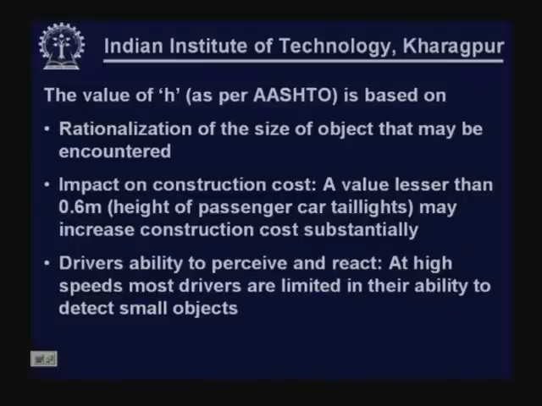0.6 meter height is actually the height of passenger car tail lights. That is the basis for taking 0.6 meter as recommended by AASHTO. Third, driver's ability to perceive and react. It is found that at high speeds, most drivers are limited in their ability to detect small objects. So, when the object height is decided, which is recommended as 0.6 meter as per AASHTO, all these points are considered.